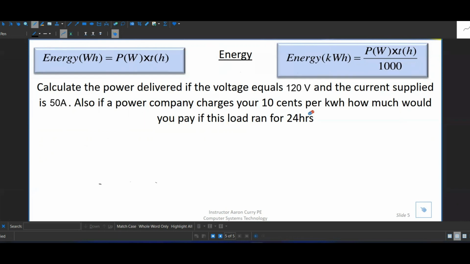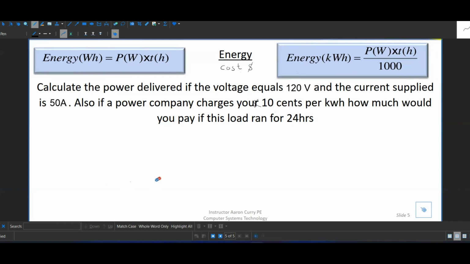All right, class. So let's take a look at our last example, which is on energy and cost. The question states, calculate the power delivered if the voltage equals 120 volts and the current supply is 50 amps. Also, if the power company charges you 10 cents per kilowatt hour, how much would you pay if the load ran for 24 hours?